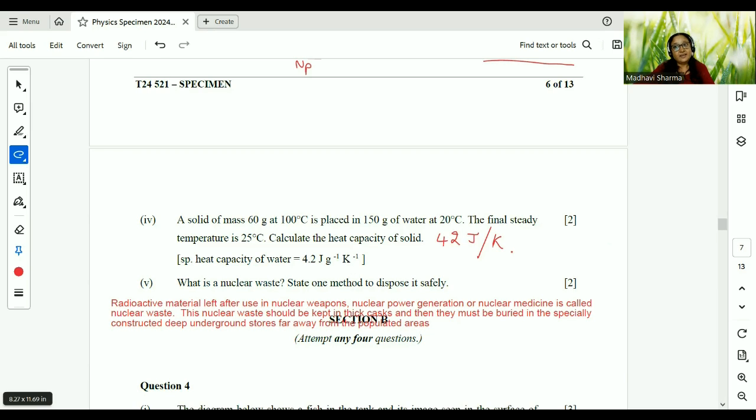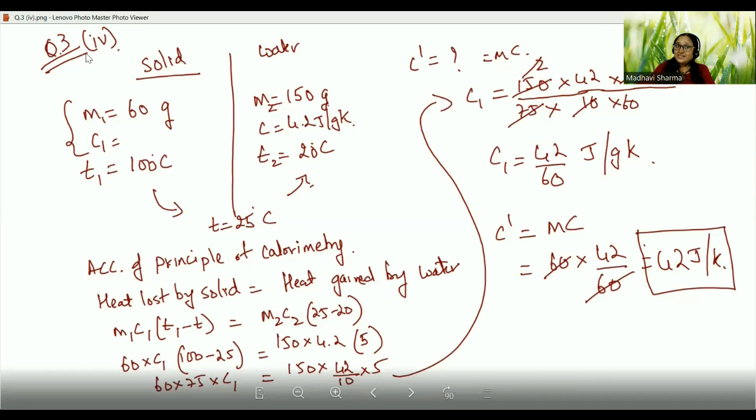Let me show you how I have solved it with my children. This is question number 4, and this is how I have taught my children. The solid's mass is 60 grams, C I don't know, T1 is 100, that is 100 degrees Celsius, the temperature of the solid. Water is 150 grams mass. Specific heat capacity is 4.2 joules per gram Kelvin, and the temperature of water is 20 degrees Celsius. I always ask children to draw an arrow. You can also draw. That is, it goes from hot to cold.